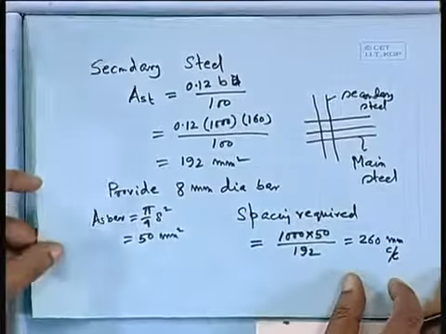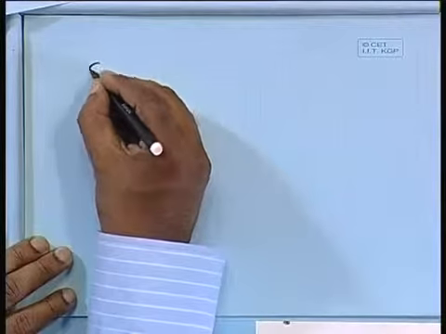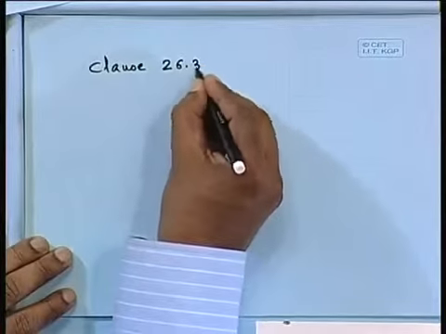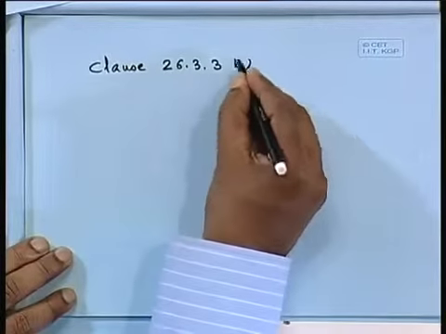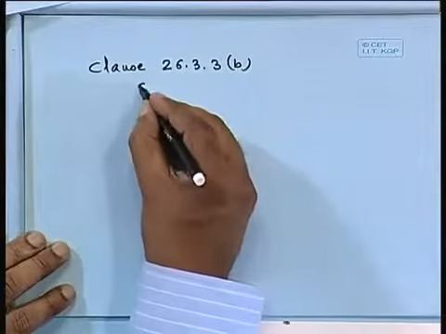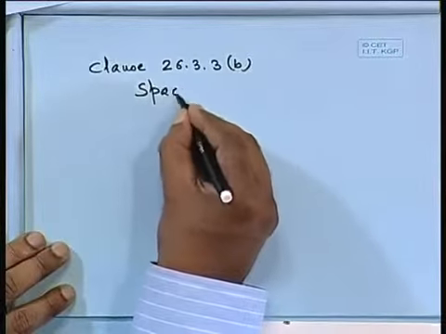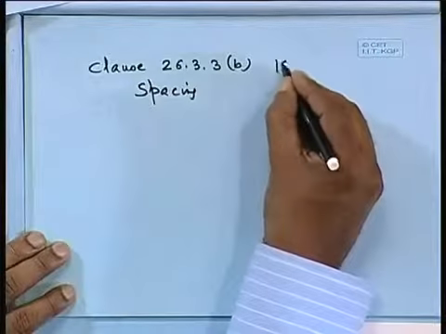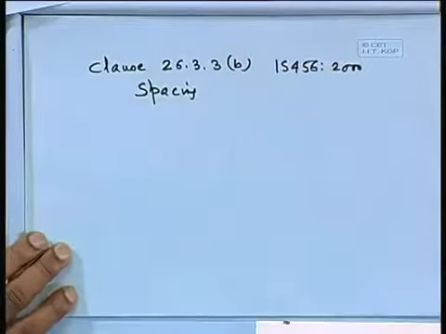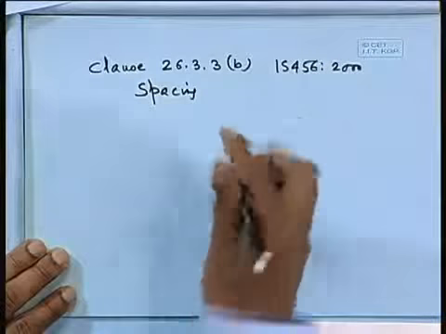Just to refer to this, I think we should refer to clause 26.3.3(b). This one is related to the spacing of reinforcement. Let us make it here. So, spacing of reinforcement.